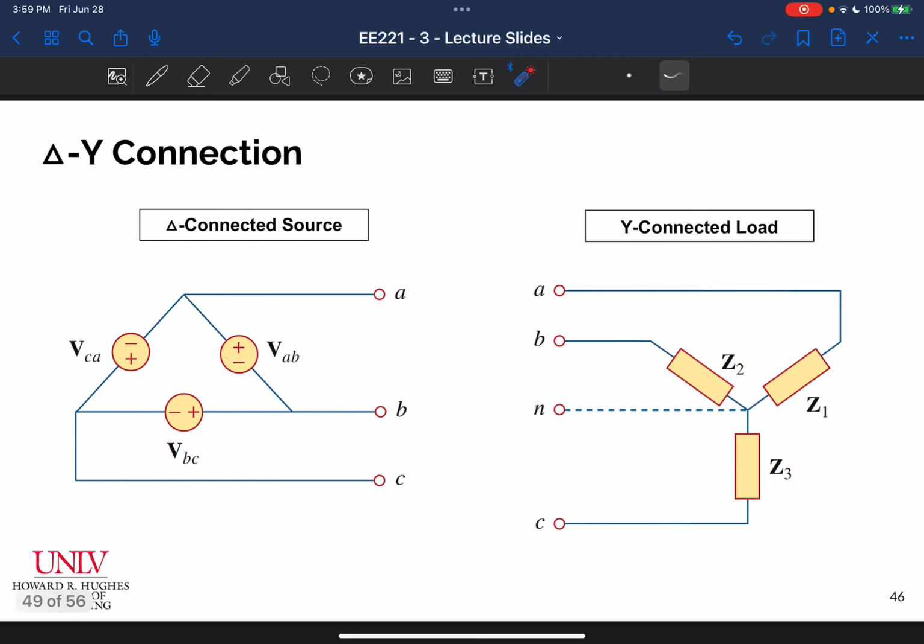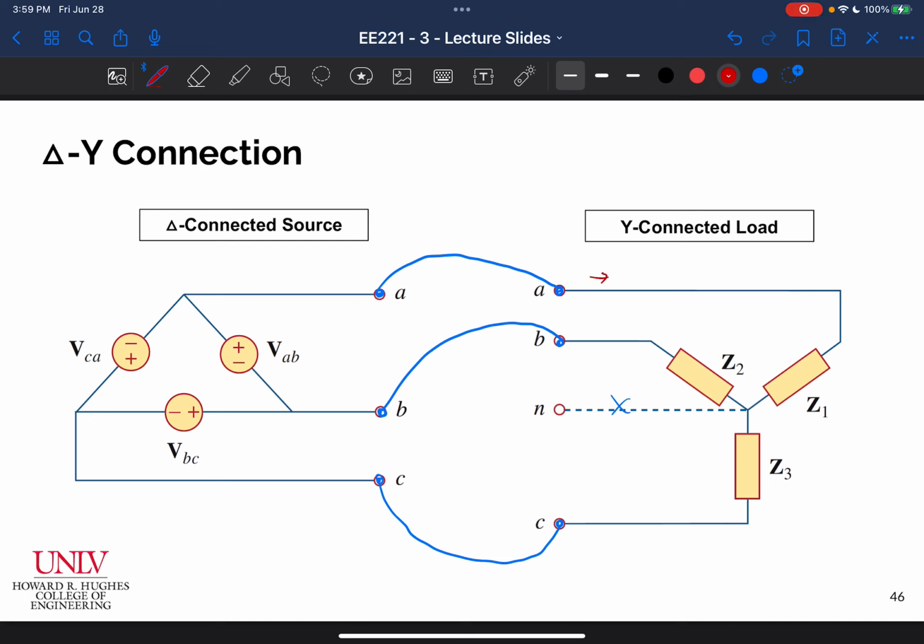Lastly, we have the delta to Y connection, and this is the last one, and then we're going to go ahead and pretty much wrap up this video. A goes to A, B goes to B. Again, we have nowhere to connect the neutral, so we don't bother about that. And then C goes to C, and we've got our line currents, and we have our phase currents.